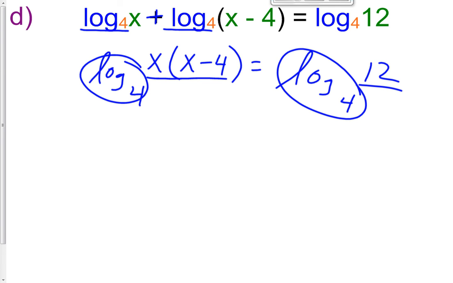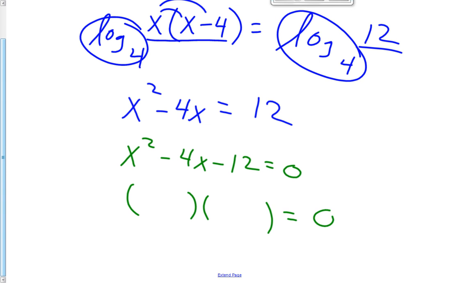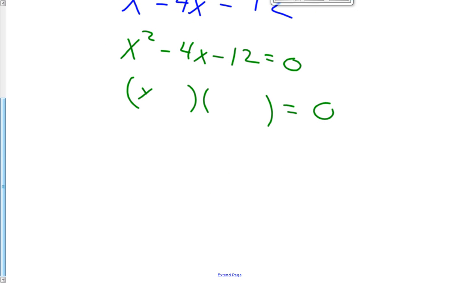Math is great. x squared minus 4x when I distribute this equals 12. Let's get everything on one side now because I'm going to have to solve for x by factoring. x squared minus 4x minus 12 equals 0. We're going to have x minus 6 and x plus 2. So we're going to have two answers. x equals a positive 6 and x equals a negative 2.